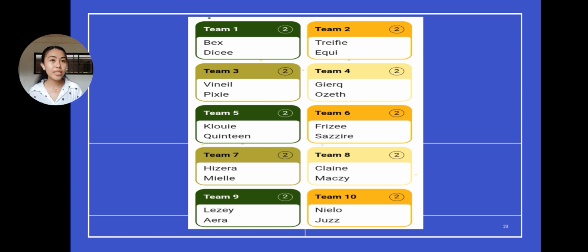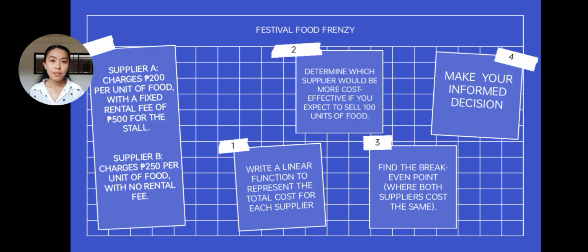Now, let's try to put your skills to the test through a peer activity, and here is your task. You may now proceed with your partner, and this is the task that you have to finish. Are you ready to get started? Alright, I'll be giving you 5 minutes to do that. Finish, class. Now, may I ask for 2 pairs of representatives to present their work.